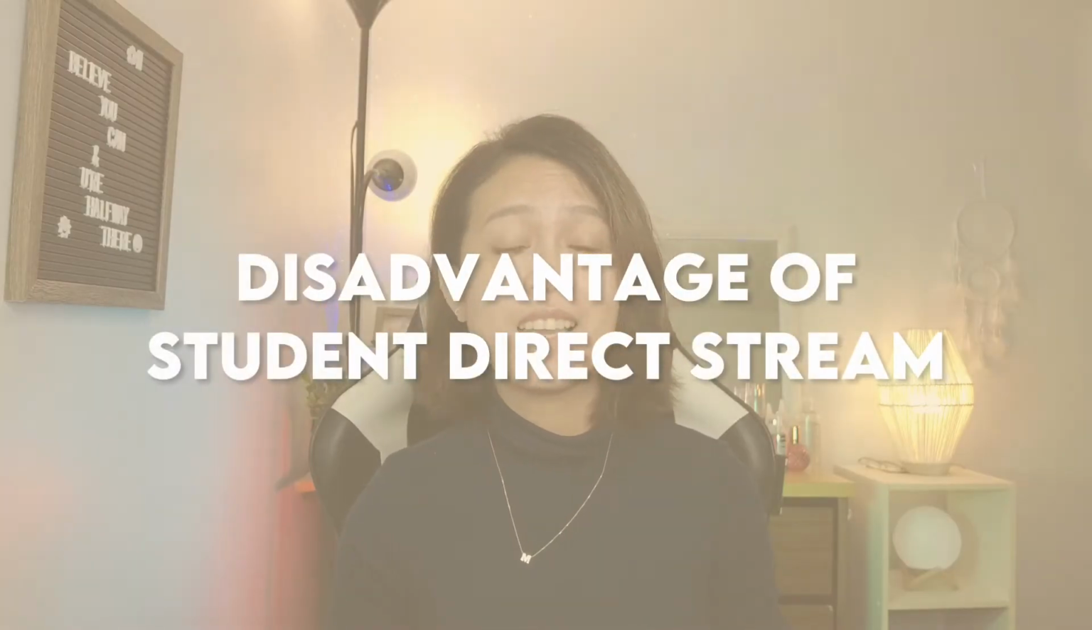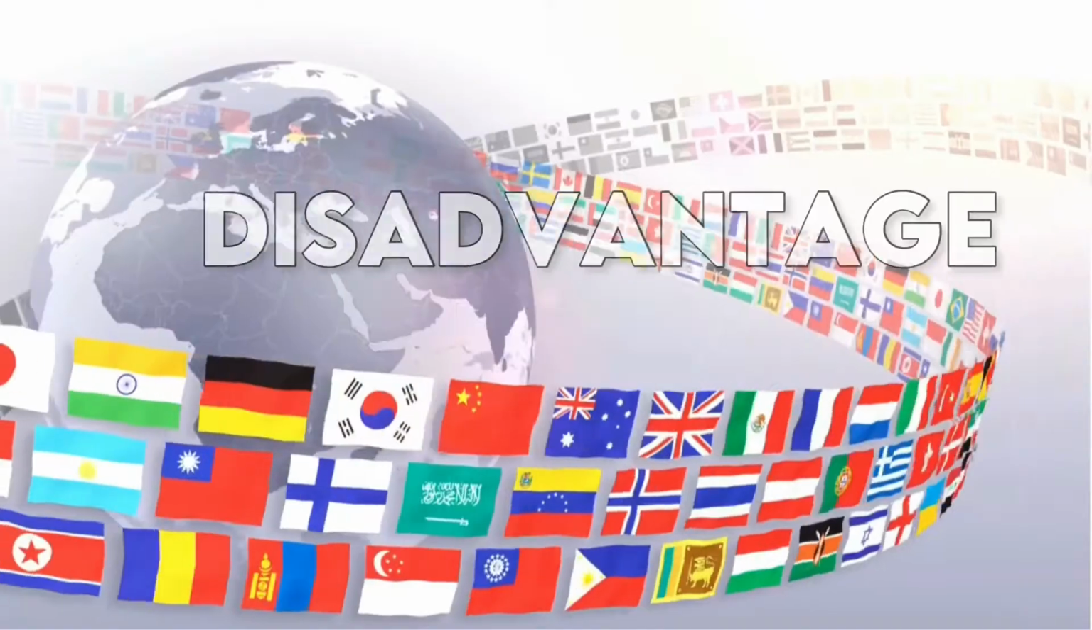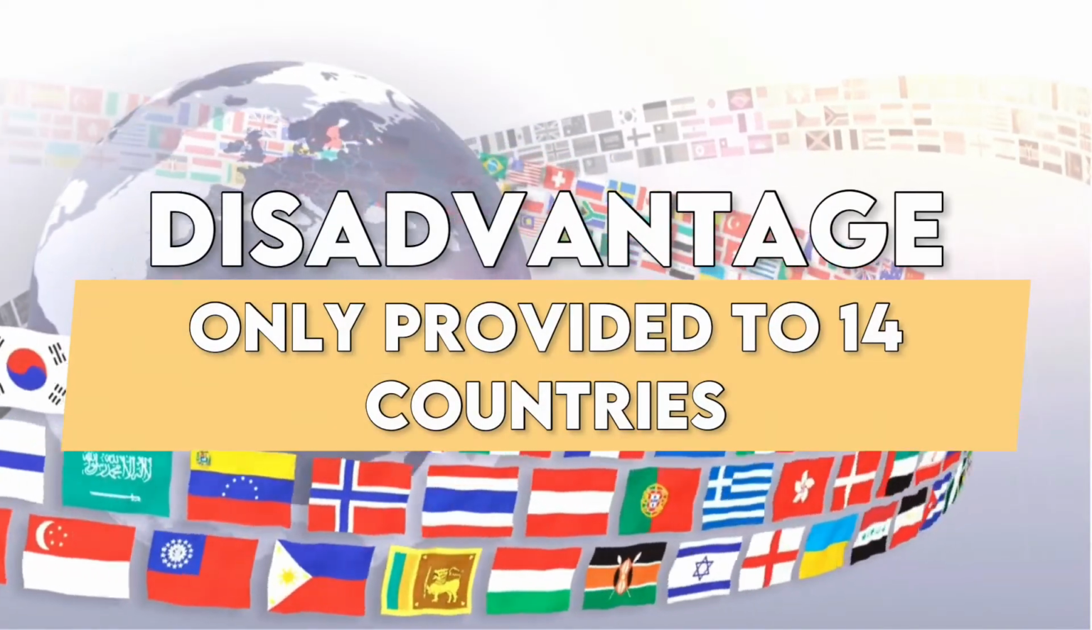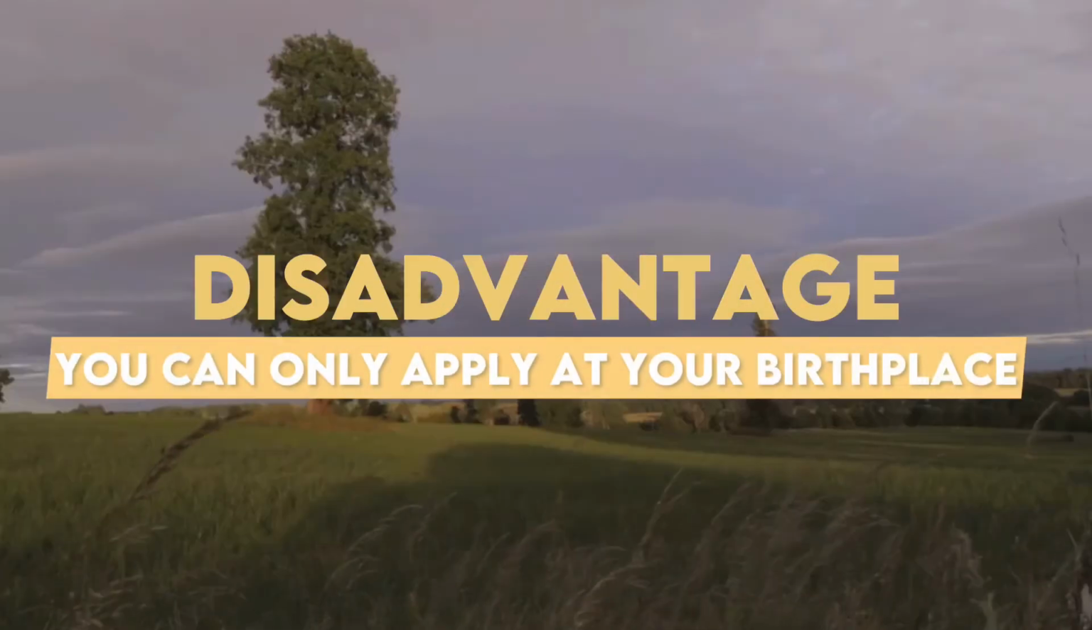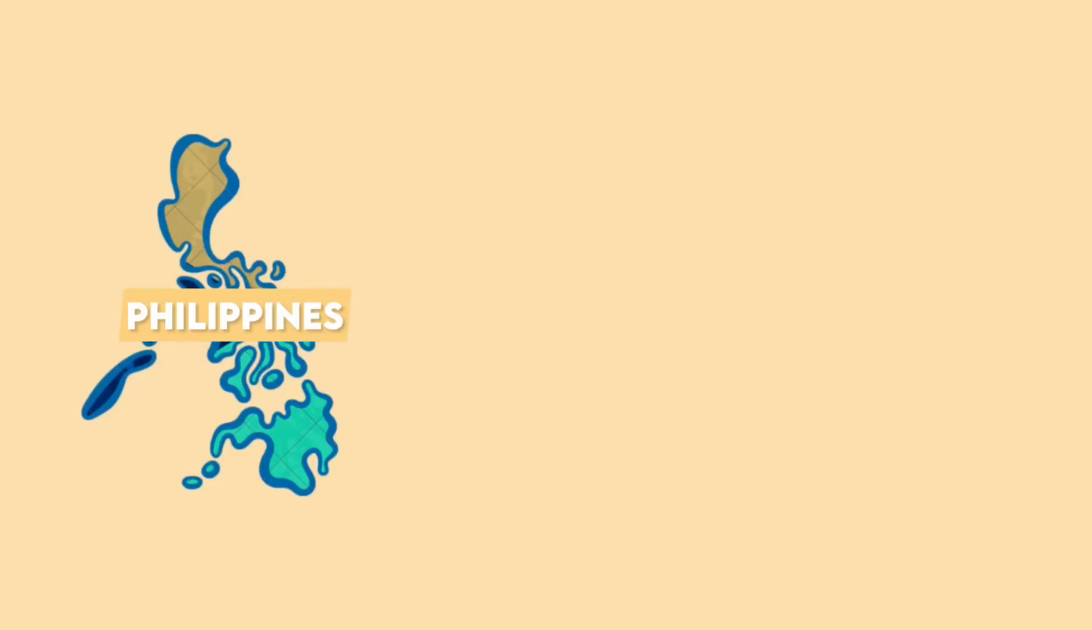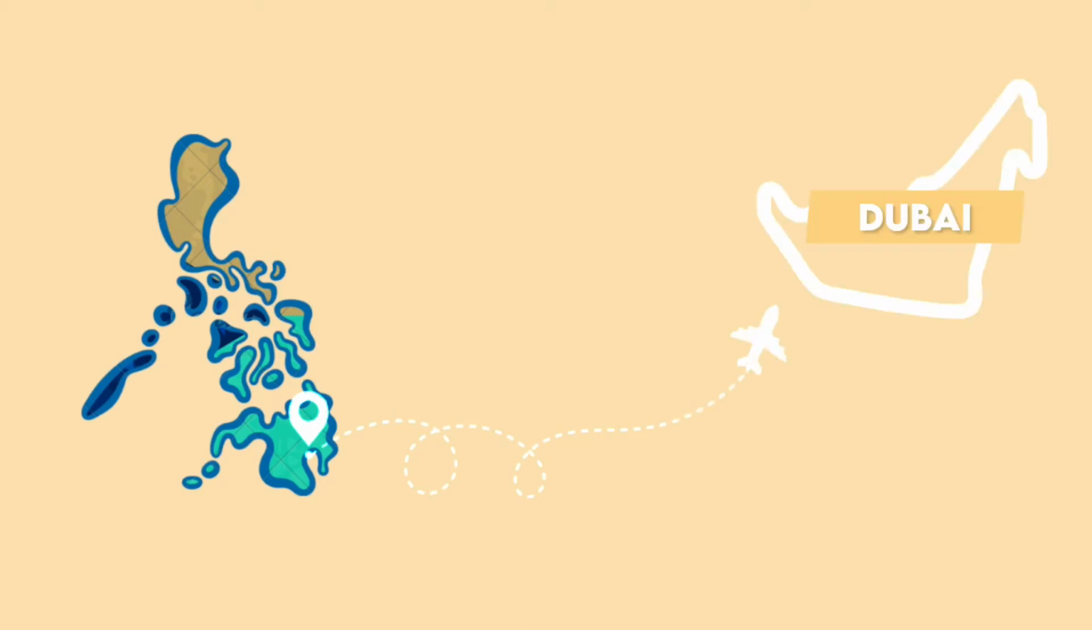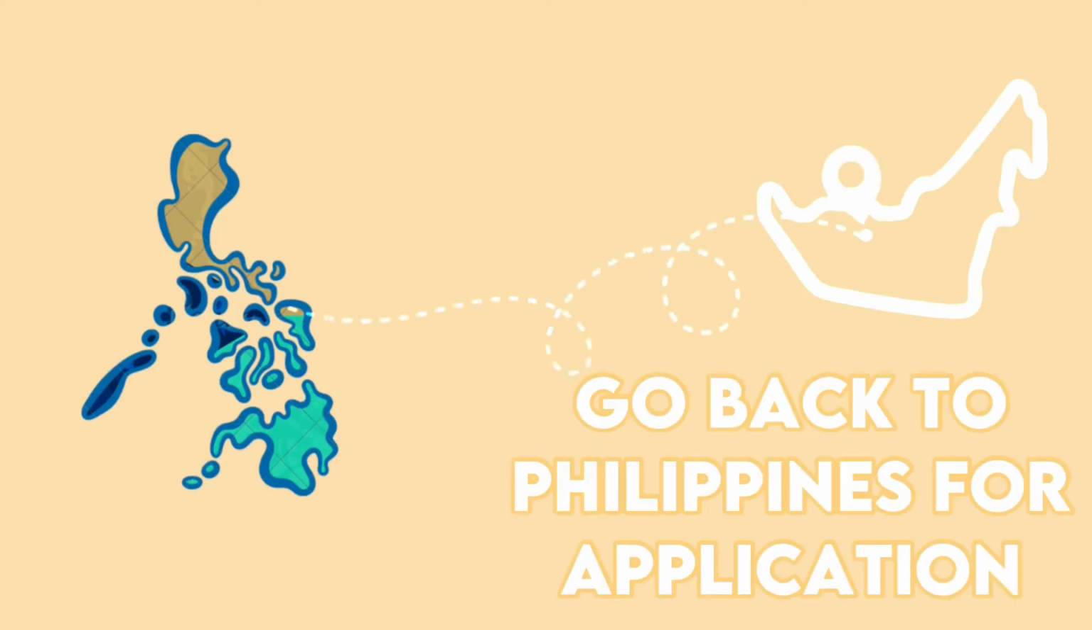The disadvantage of the SDS is, of course, it's only provided or qualified for specific countries. You should be in your country if you will apply under student direct stream. Let's say you are born in the Philippines, you are a citizen of the Philippines, and you move, let's say your current residence is Dubai. You cannot apply for your student direct stream application while you are in Dubai, so you really need to go to the Philippines and apply your application.